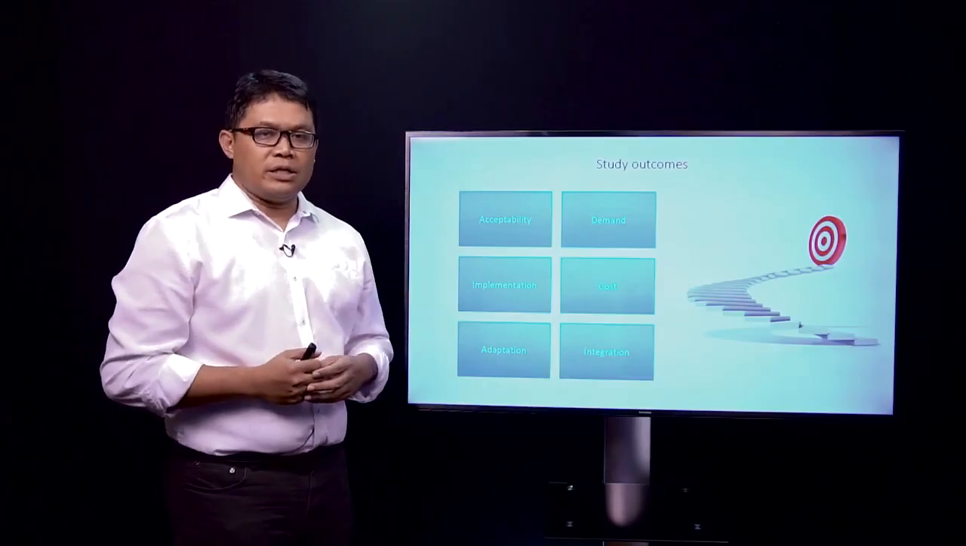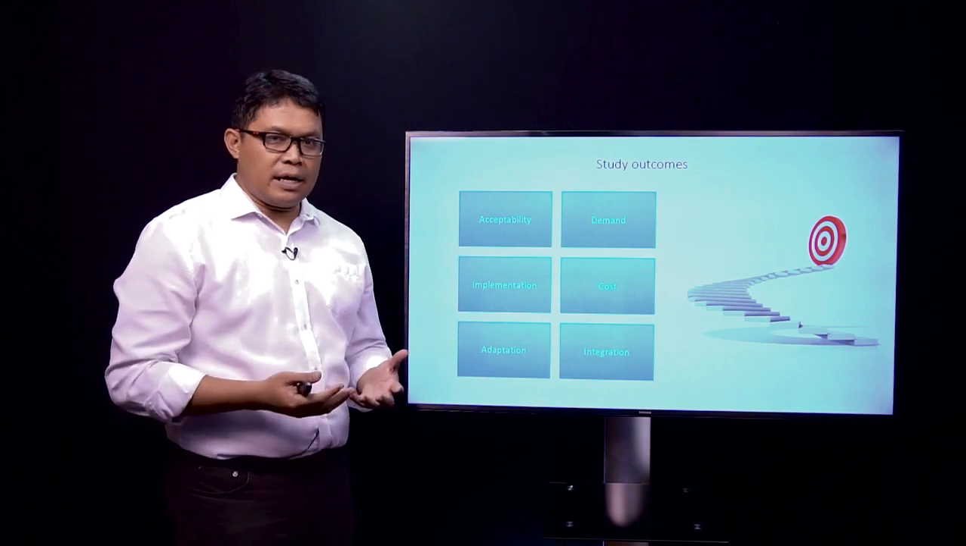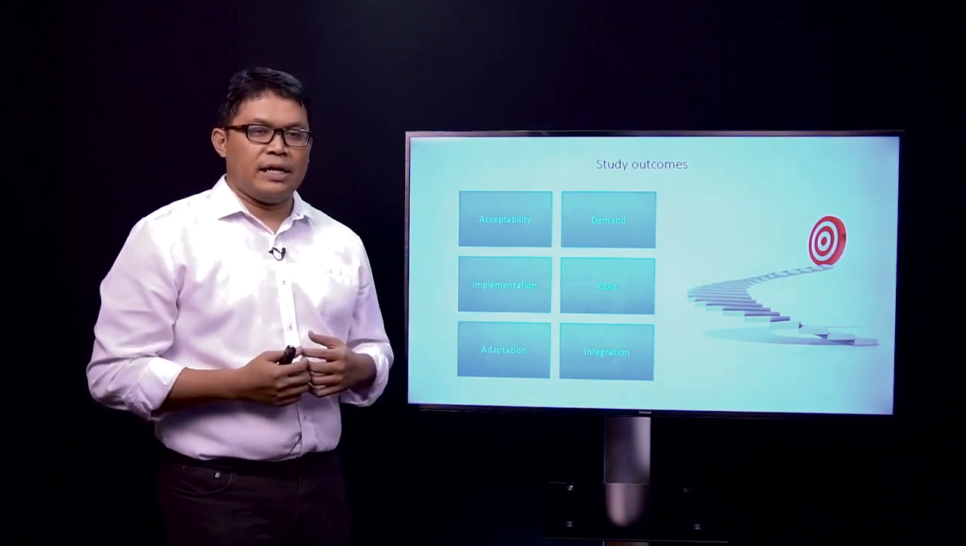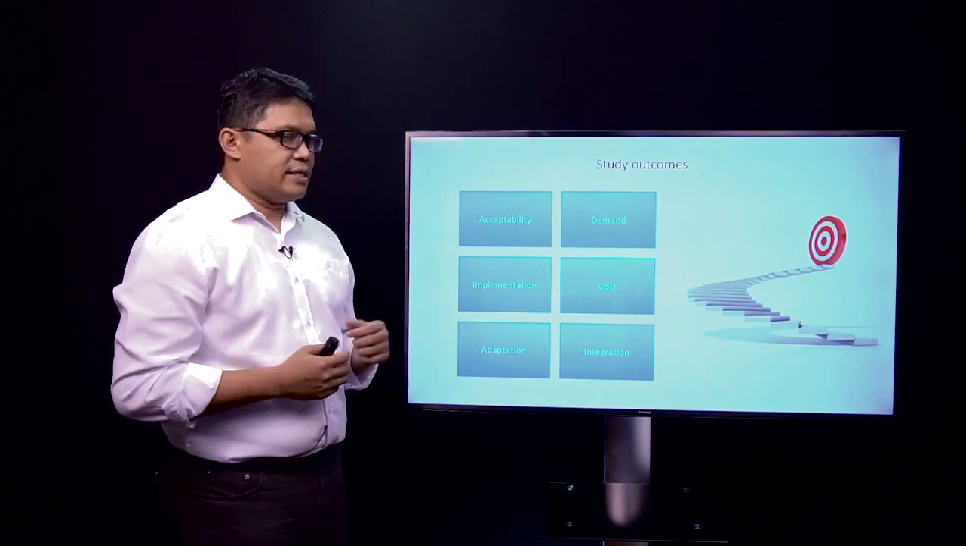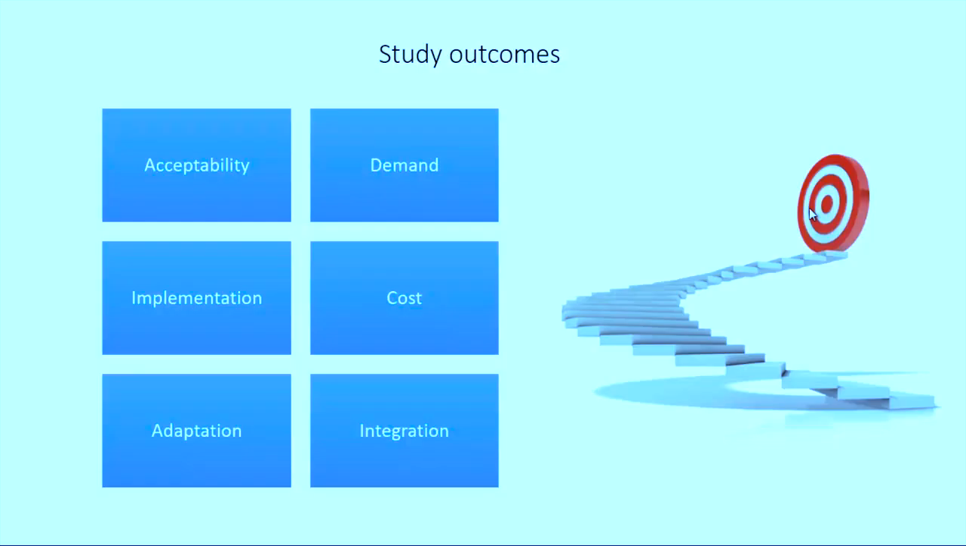We also need to think about the study outcomes. In implementation research, there are several study outcomes that we can measure. For example, acceptability. These outcomes measure the acceptability of the intervention for the intended users. We can also measure the demand for the intervention among the intended users. We can also measure the implementation process. We can also measure the cost of implementation and adaptation of the intervention. And this is really the integration of the intervention into the existing health system.